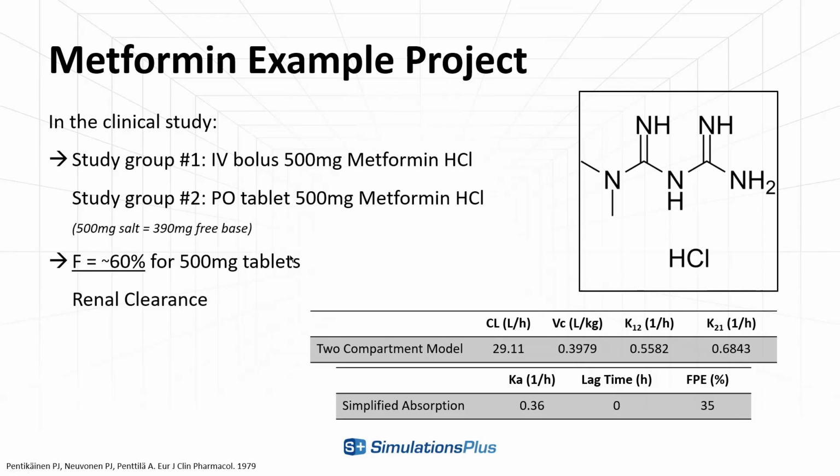In this study, bioavailability is reported around 60% for 500 mg tablets without any metabolism. This shows that the systemic clearance comes from only renal clearance. This project already has a two-compartment model set up using the parameters shown here, which were fitted to the IV data. We also have here the parameters we will use for the simplified absorption model. These have not yet been added to the project, but have been fitted to the PO data from this clinical study.